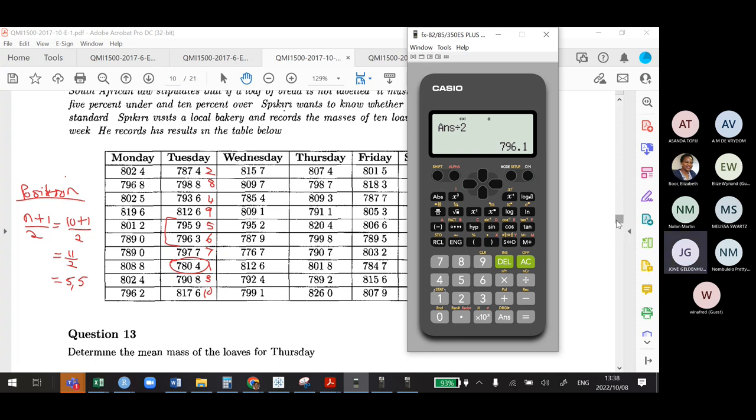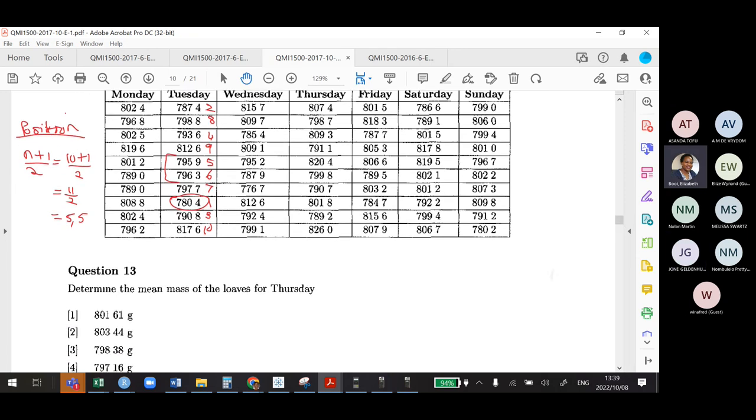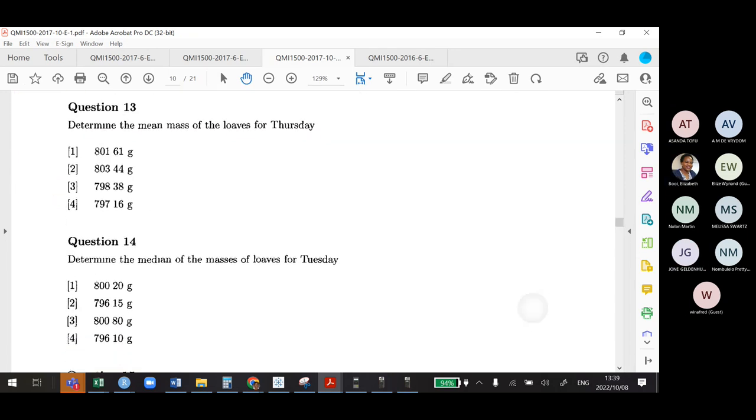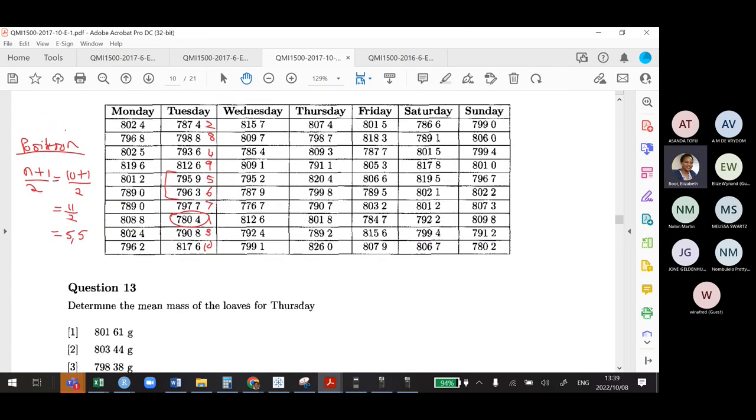So let's see. Oh, maybe you are still busy writing the numbers down. Let me give you time. Maybe I also didn't look at the values correctly. My numbering might be wrong. So double check that as well. It should be option number four in that instance.